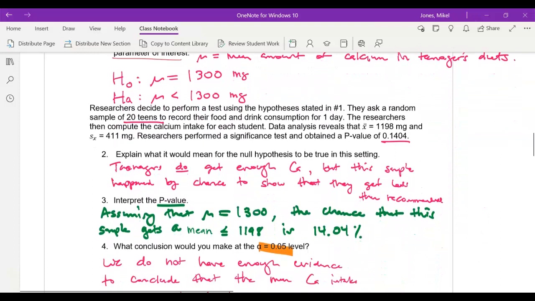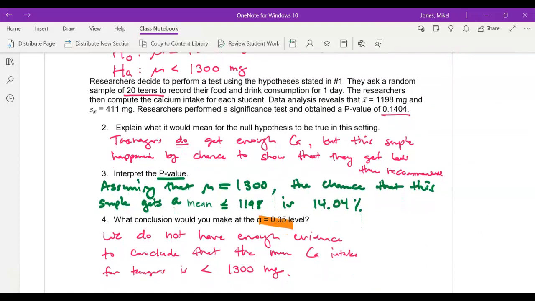Okay, so they do the hypothesis test. They calculate the mean and the standard deviation for a sample, and they get a p-value of 0.1404. So that's a pretty high p-value, no matter what your alpha level is, right? If your alpha level is 5 or 10%, that's still a pretty high p-value. So that's not going to be significant for us.